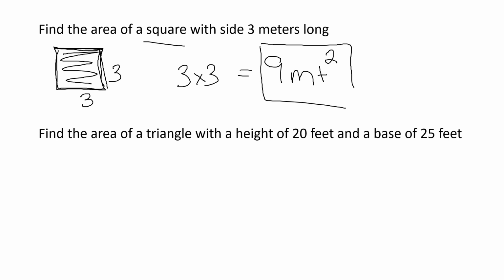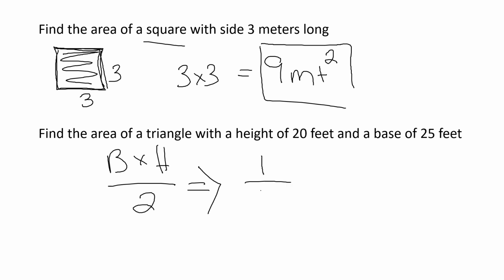Number 2 says find the area of a triangle with a height of 20 feet and a base of 25 feet. Remember, area of a triangle is base times height divided by 2. Some textbooks, and if you take a college entrance exam or something like that where they give you the formulas, it might look like this: 1/2 base times height. 1/2 is the same thing as divided by 2.